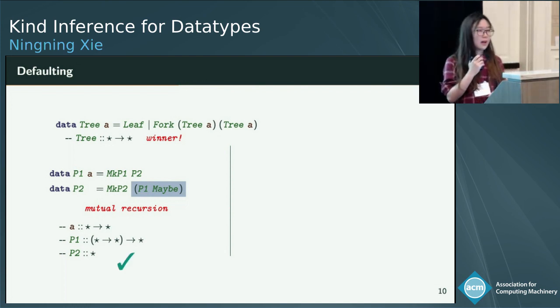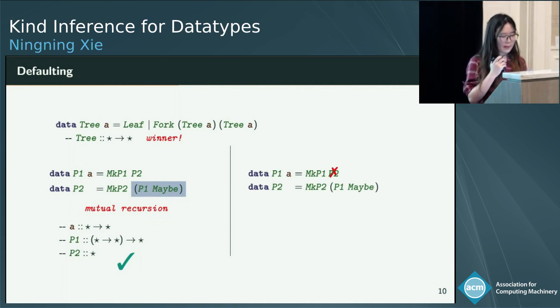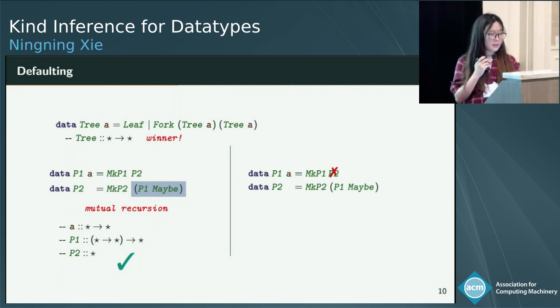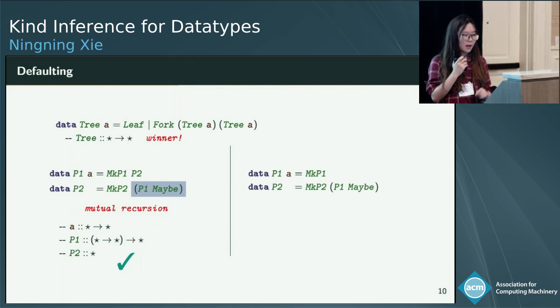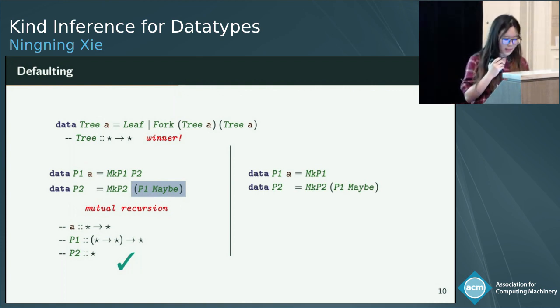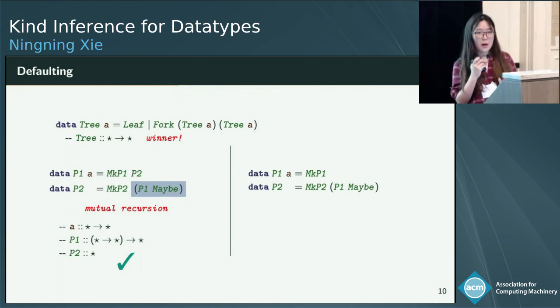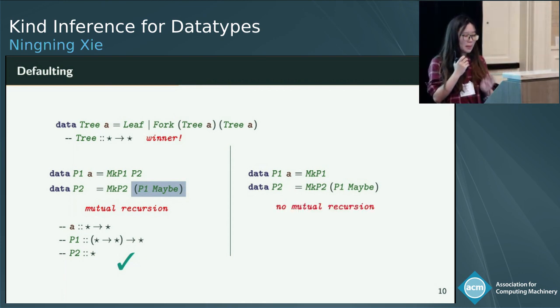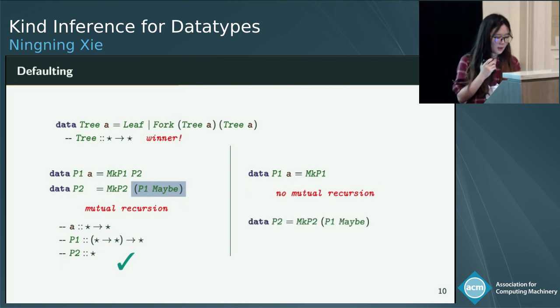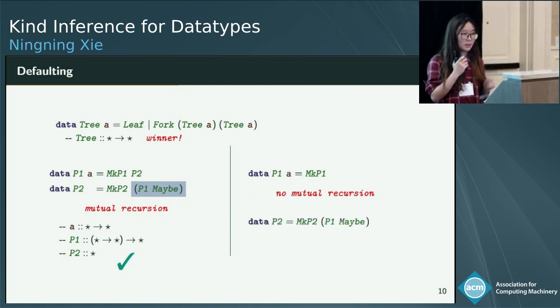So far, so good. Now, suppose the user decides that P1 won't depend on P2 anymore. That is, the definition becomes like this. Now there is no mutual recursion anymore. Instead, there is just a one-way dependency from P2 to P1. So we can separate the kind checking of the declarations. We can first check P1 and then check P2.